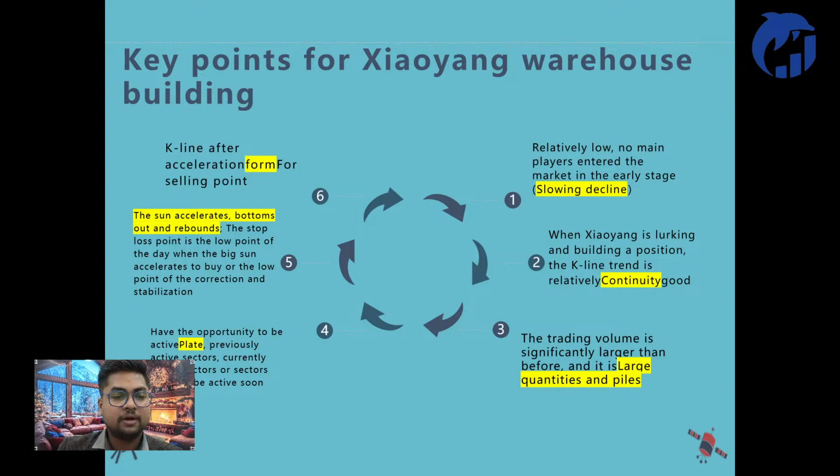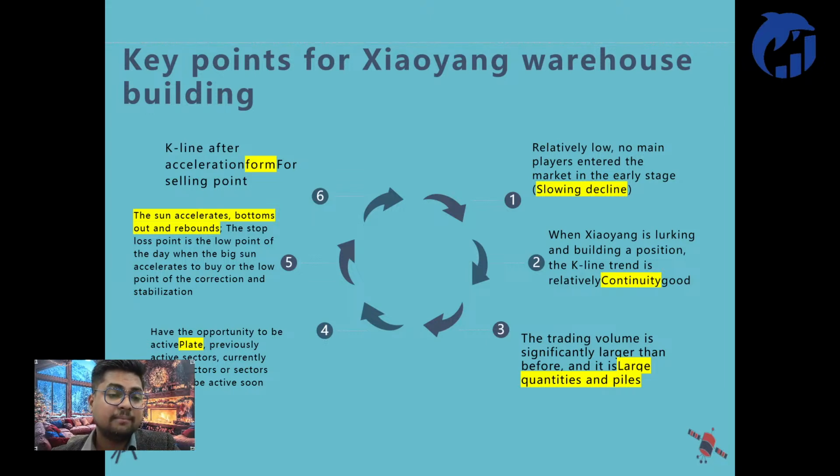The stop loss is the low point of the day when the big sun accelerates to buy, or the low point of the correction and stabilizing. Just have a look. If you are placing a stop loss on a stock, for risk management, make sure you place it at the position where the big players started making their entry. So if you want a stop loss, make it at this level, at the price of 200.